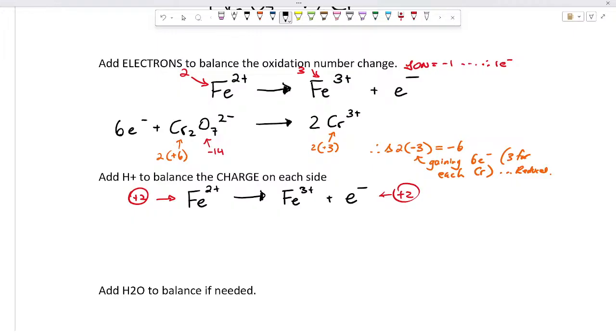On the other hand, if we have Cr2O7 2-, and I'm going to put the electrons after it, I like that better. It doesn't actually matter at all. Becomes 2Cr3+. What's the charge over here? Okay, +6. What's the charge over here? -8. Is that balanced? No. In fact, it's so unbalanced. What do I need? No, careful. How many H+? 14. Very good.